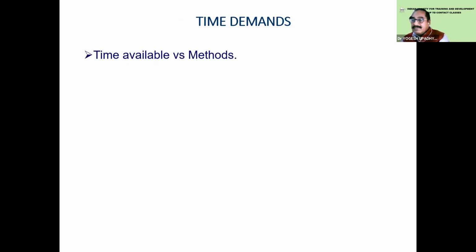Time available versus method, which I already discussed with you. If you have 8 hours, why do we cut short all activity in it? Because we have 90 minutes, and you need a minimum of 90 minutes to have one case study. So I cut the size, and I also cut time for you. You cannot have a role play in 15 or 20 minutes. For role play, you have to allot a minimum of 1.5 hours.